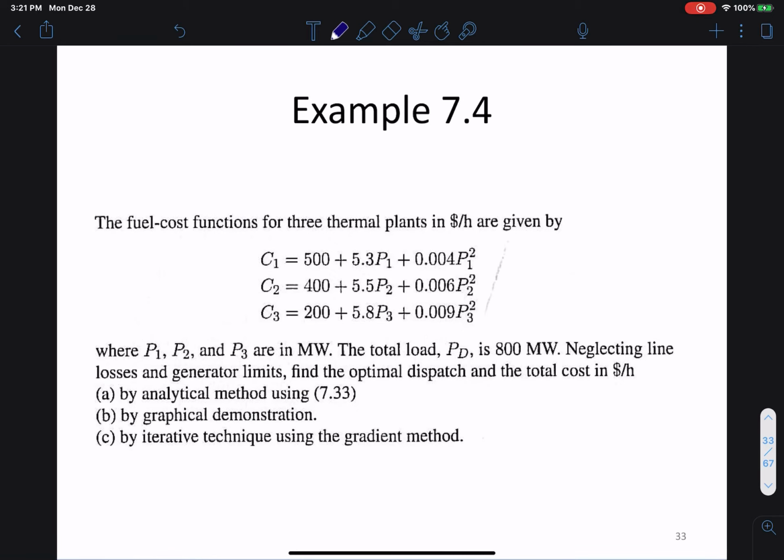All right. So now let's apply that to a power system. Here I have 3 power plants. My cost function is given for all 3 of them, C1, C2, C3. And you know that this is the alpha, this is the beta, this is your gamma. So it's alpha 1, beta 1, gamma 1, and so on. First of all, let's solve it with the analytical method, then we will solve with the graphical method, then we'll solve with the iterative process.